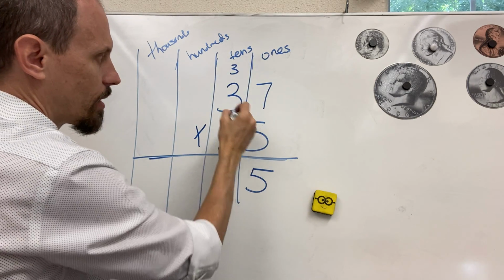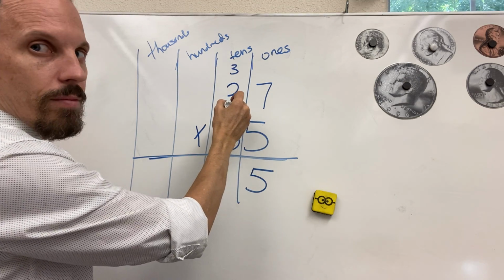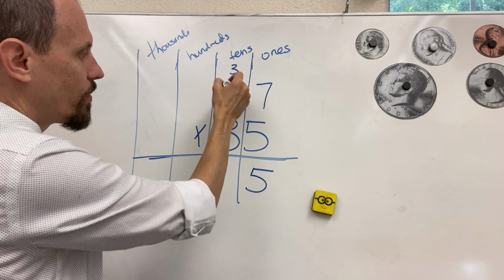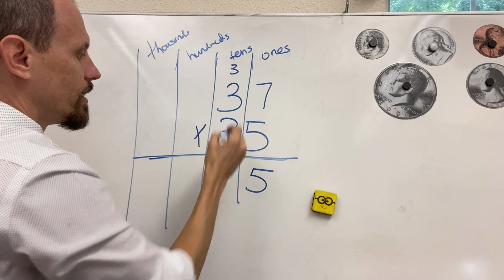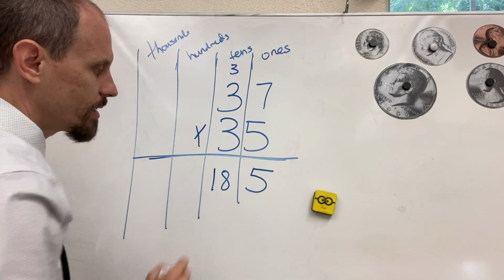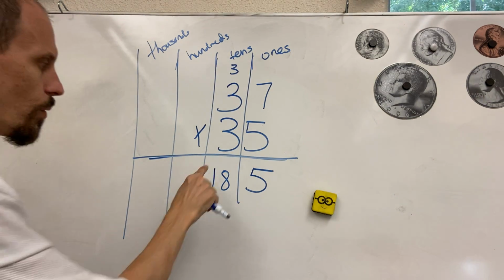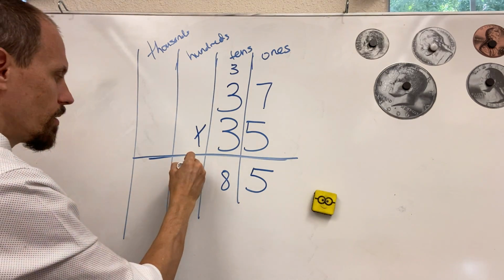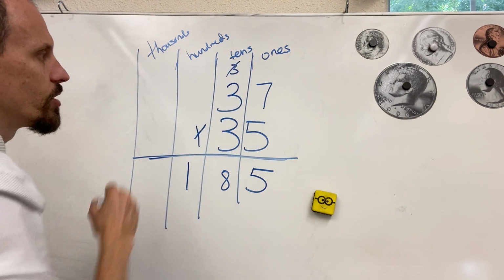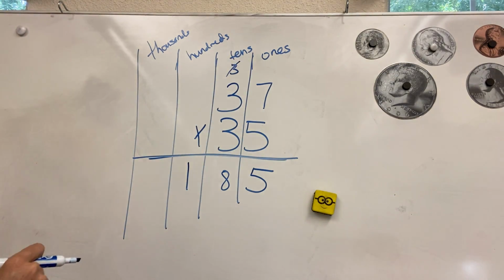Then we're going to multiply 3 times 5. 3 times 5 is what? 15 plus 3: 15, 16, 17, 18. Are we going to write 18 like this? No way. We're going to move that 1 to the hundreds place and cross out that 3 because you don't need it anymore, because you already used it.